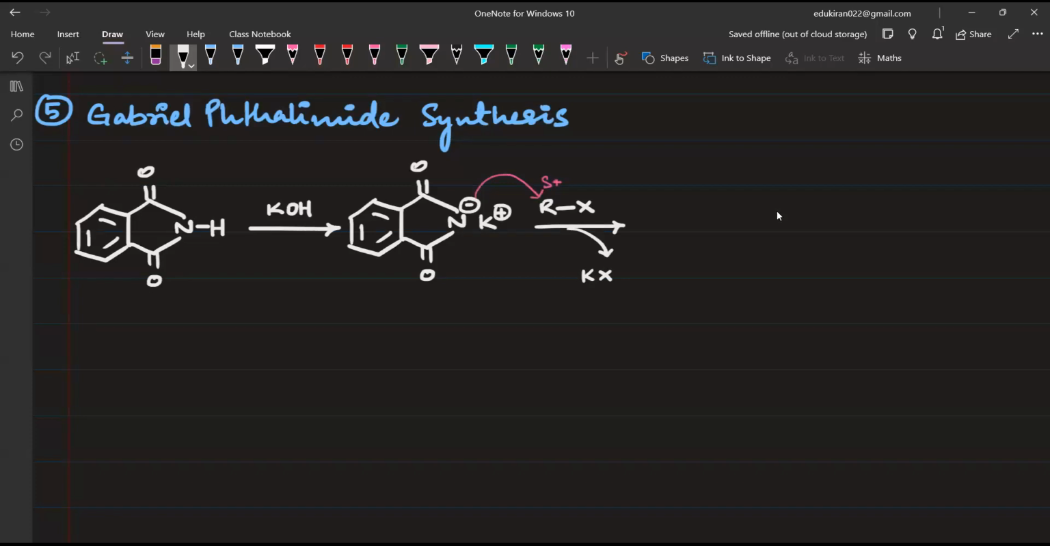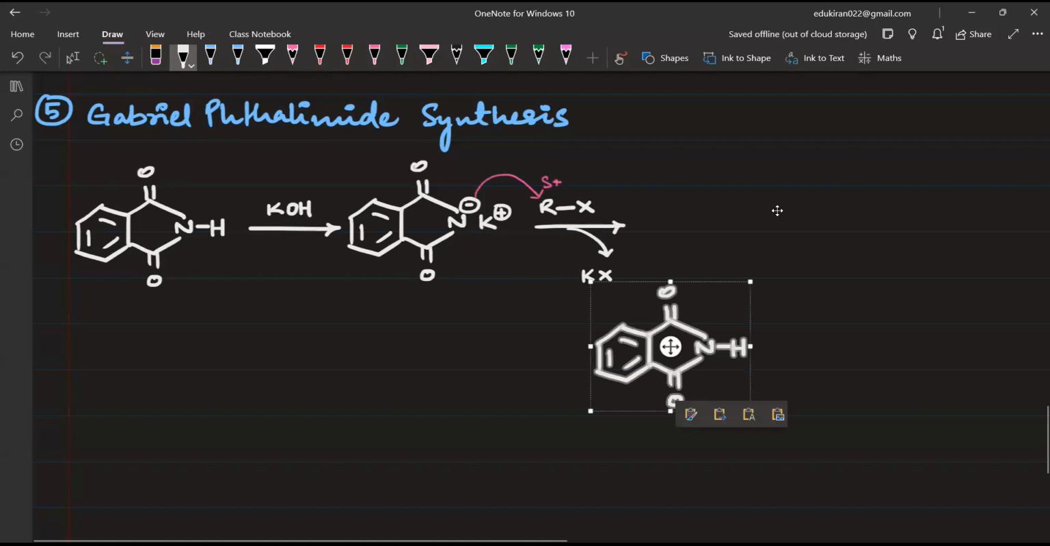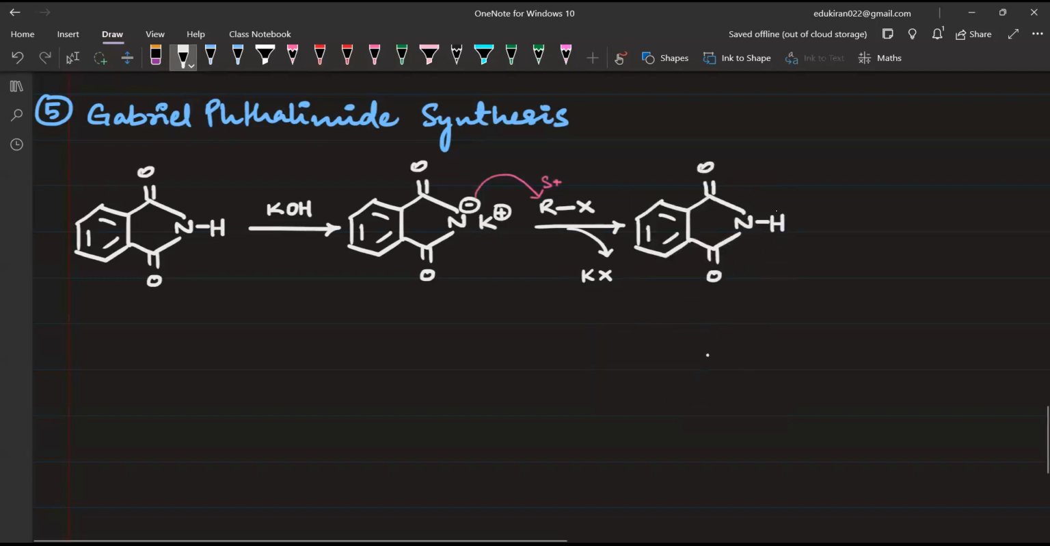Now what we are left with? We are left with the same thing. The thalamide part is as it is. Now nitrogen is bonded with alkyl group R. This alkyl group R is coming from the alkyl halide.